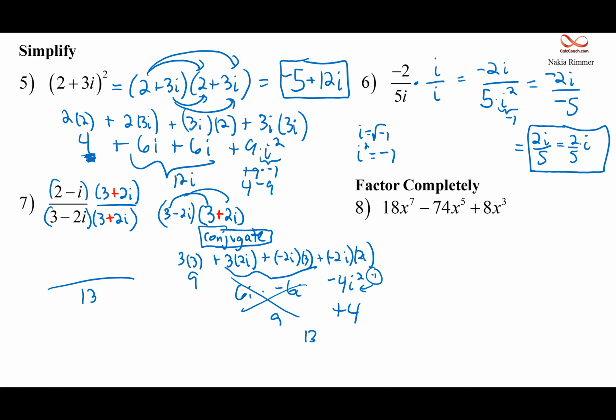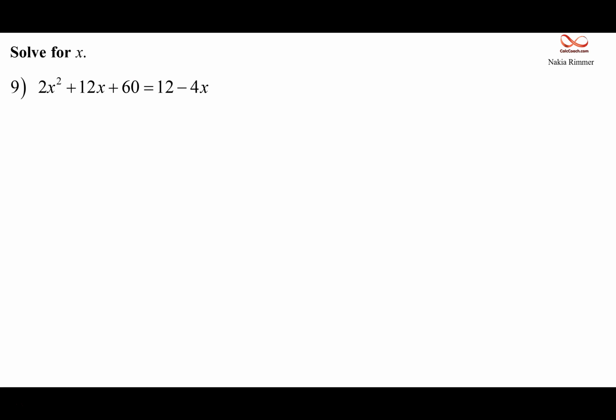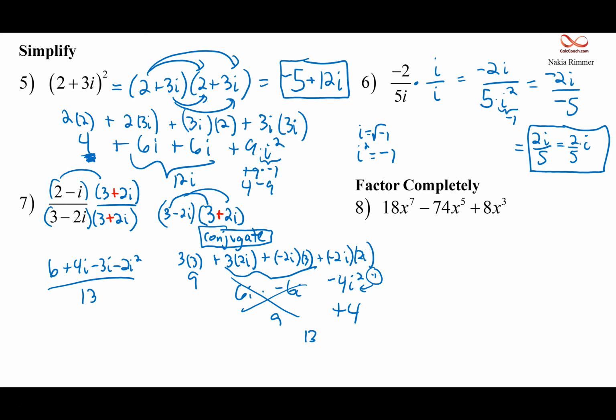Numerator, we'll FOIL that out. Get a 6 and a 4i and a negative 3i and a negative 2i squared. These i's combine to just be a single i. i squared, remember, is negative 1. So that is like having a plus 2. So we get 8 plus i all over 13.